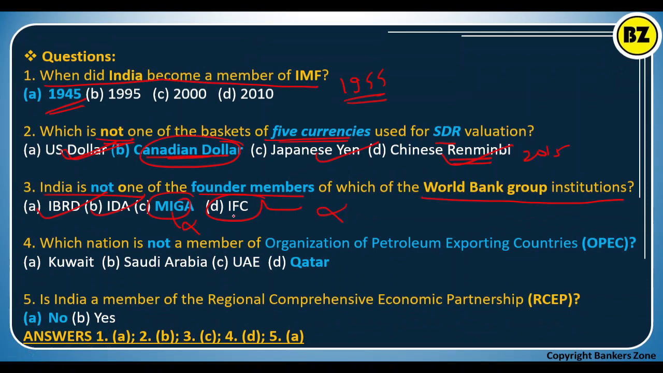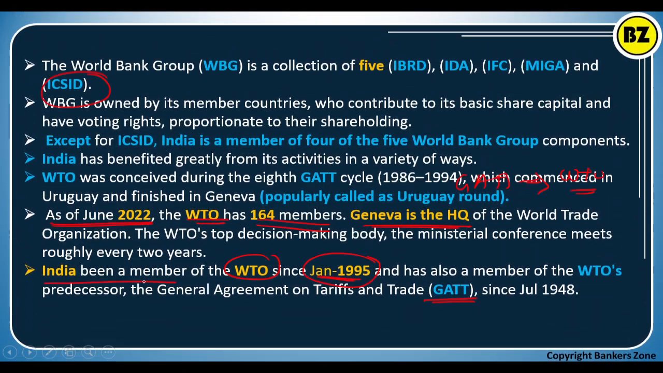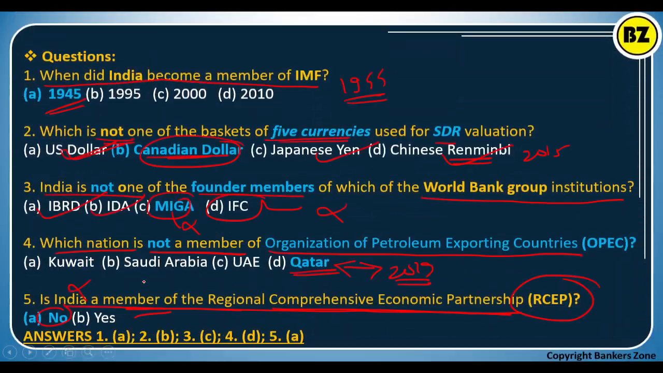Now see, which nation is not a member of the Organization of the Petroleum Exporting Countries, OPEC? Qatar terminated its membership in 2019. India is not a member of the Regional Comprehensive Economic Partnership, called RCEP. Is India a member? No, India is not a member. In this way you can expect questions in your examination.